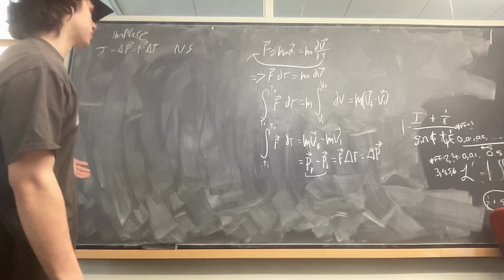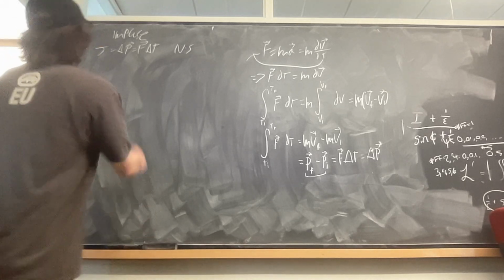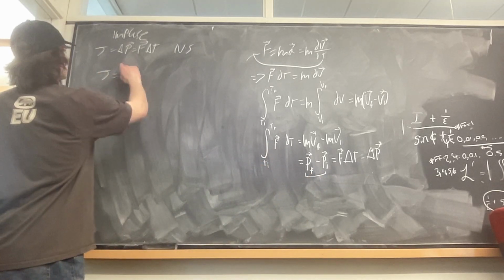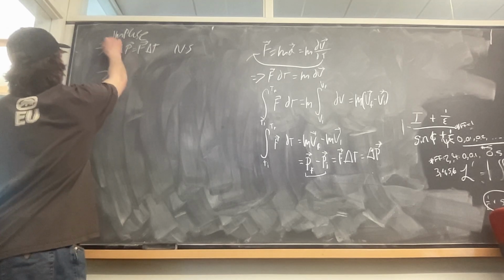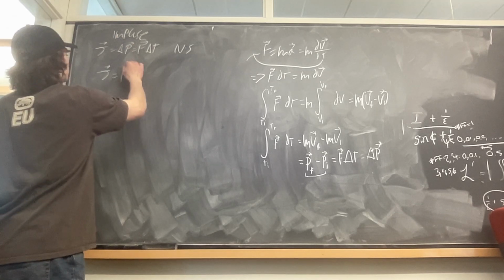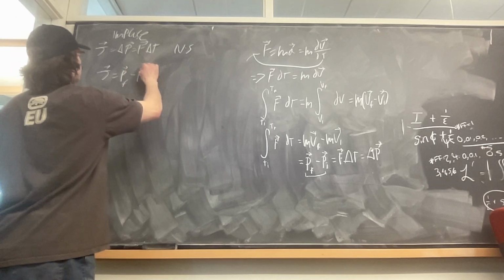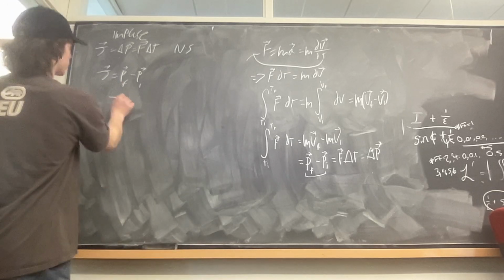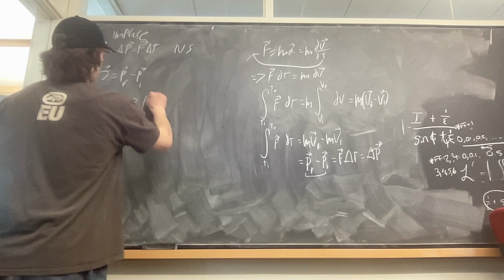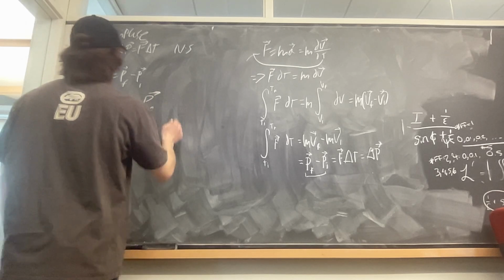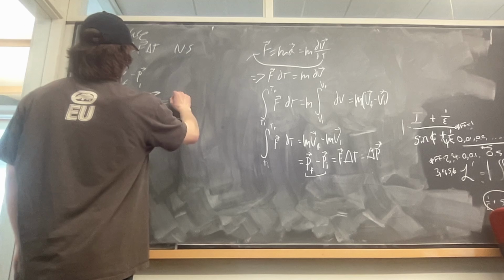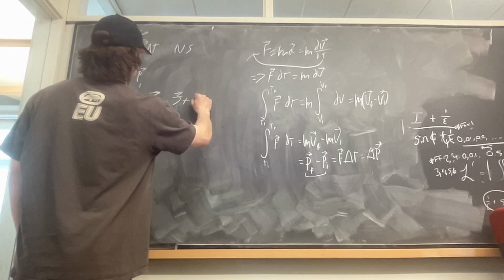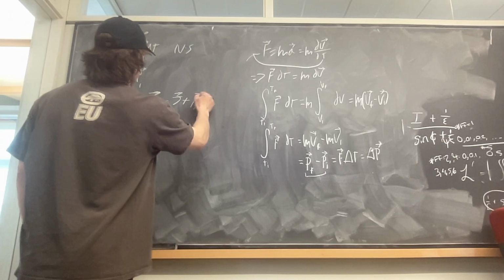And then we can further illustrate the relationship between impulse and momentum by taking this part here and saying that J equals momentum final minus momentum initial. Now, if we add the momentum initial to both sides, we can rewrite this as momentum final equals impulse plus momentum initial.